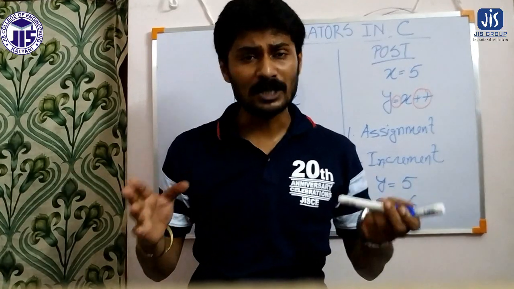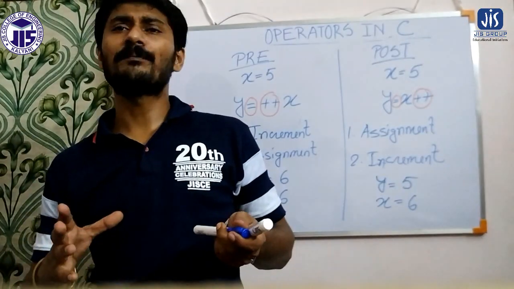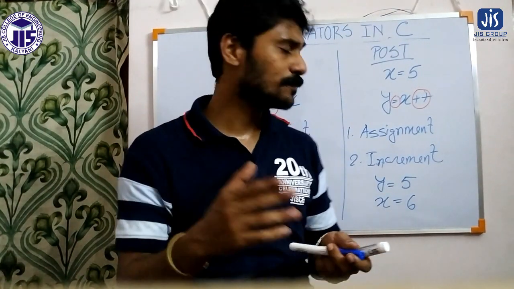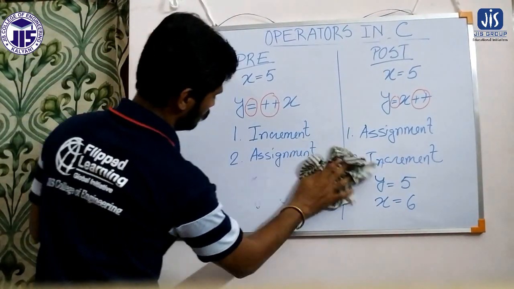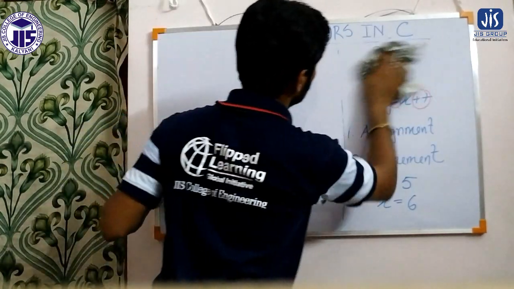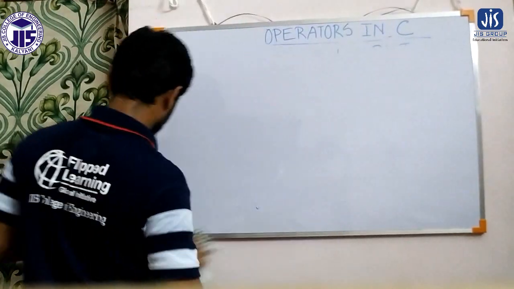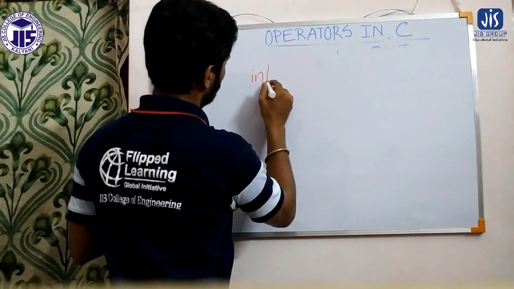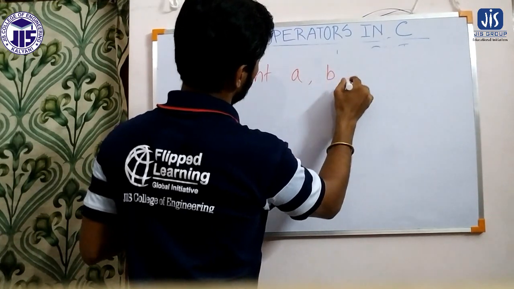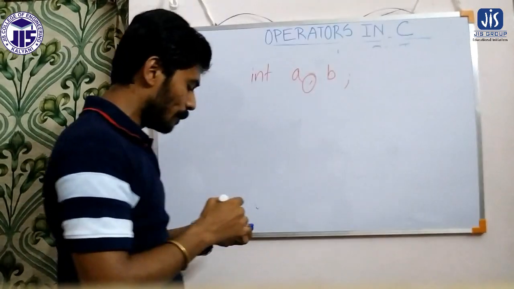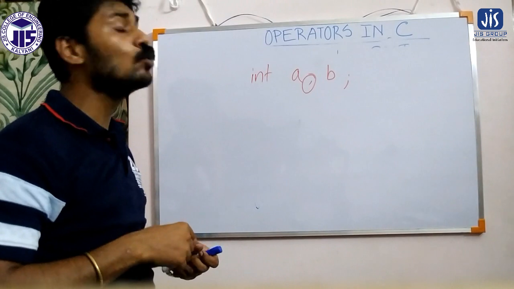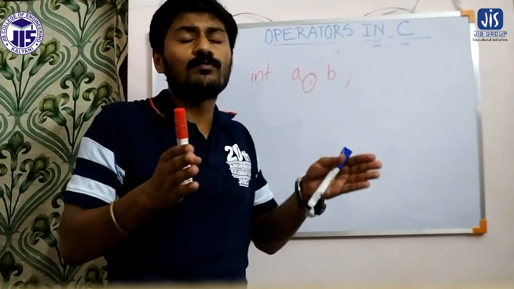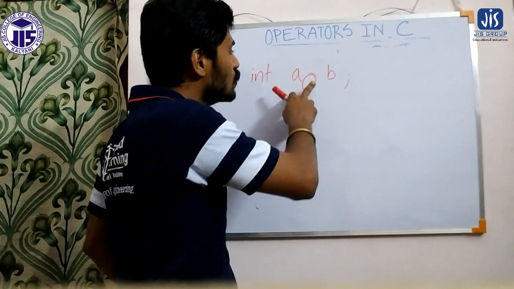There are some special operators also. For example, comma is an operator that we use in C for separation. So here you can see we are using the comma operator. The purpose of comma is to separate two variables. A is a variable, B is another variable. So these two variables we can write separately by using comma.